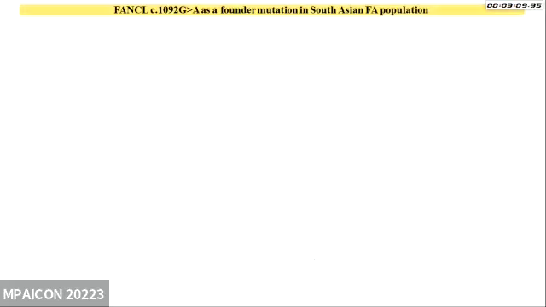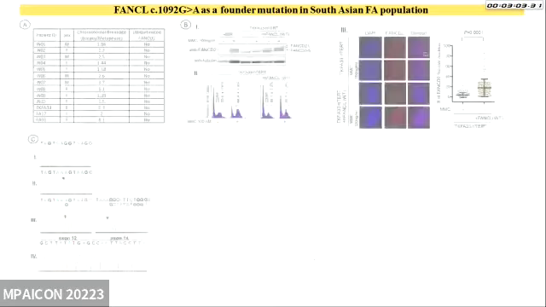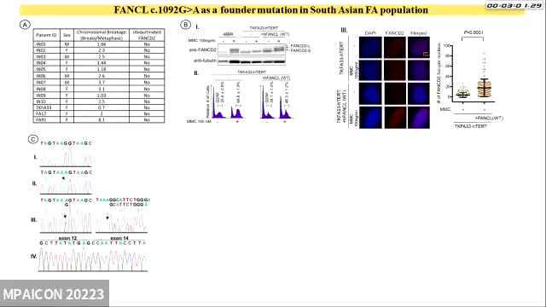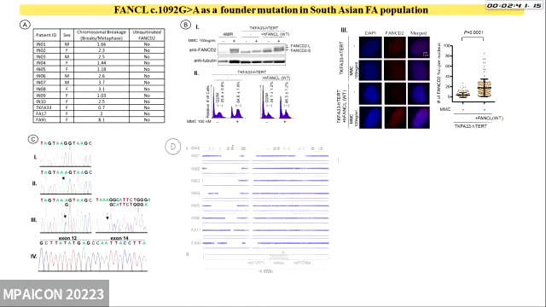Also, we could establish FANC-L c.1092G>A as a founder mutation in the South Asian population. For that, we did functional analysis to prove this variant as a pathogenic variant. It is a splice site variant, due to which there is a deletion in exon 13, leading to a 24 amino acid deletion in the protein, which is present at the RING domain of the beta chain of FANC-L, and thus it acts in the ubiquitin function.